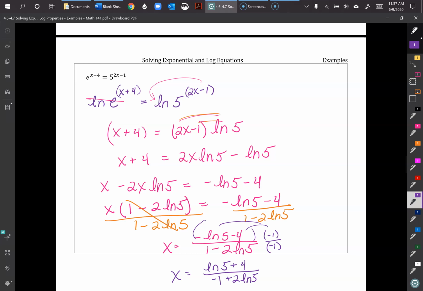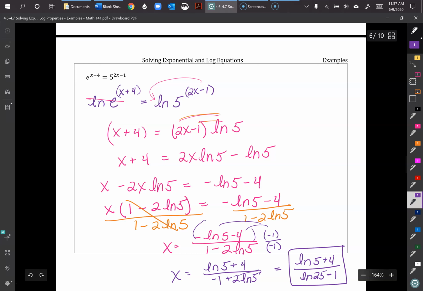And I would want to maybe rearrange that. I could actually bring this exponent up. So I could have it be ln 5 plus 4 over ln 25, because 2 ln 5 is really ln 5 squared, right? Minus 1. So that's kind of my most streamlined result.